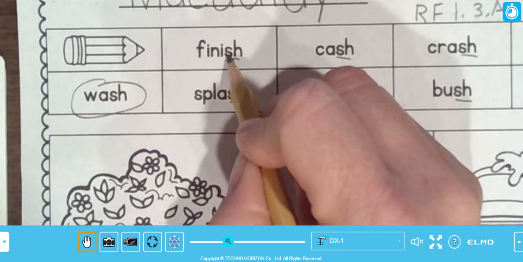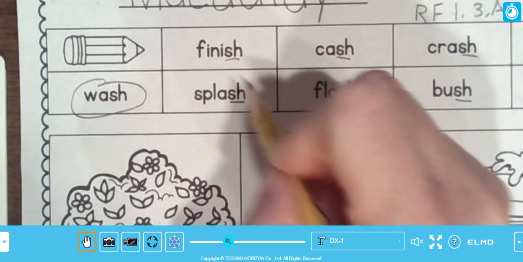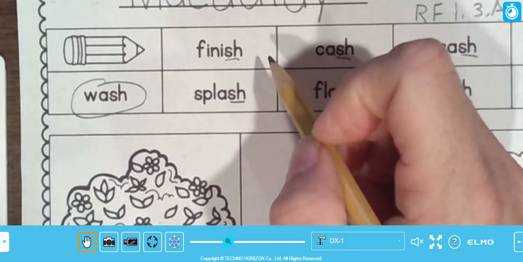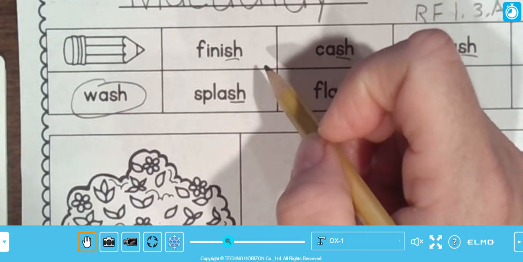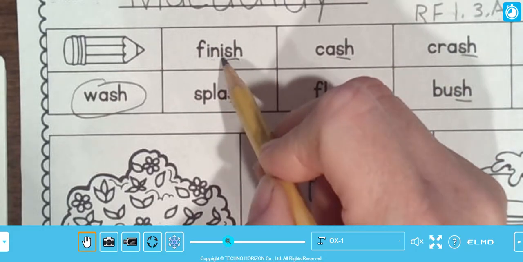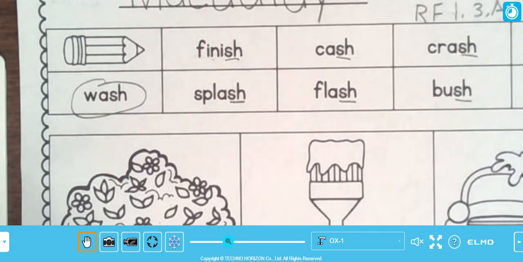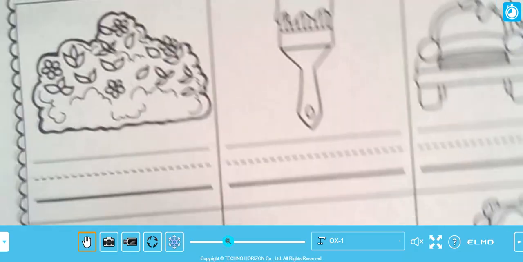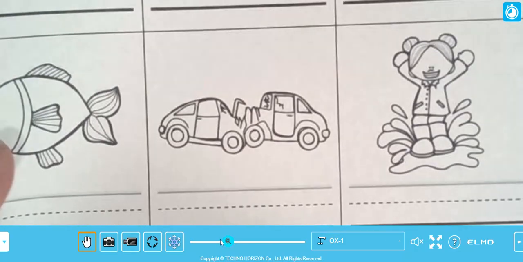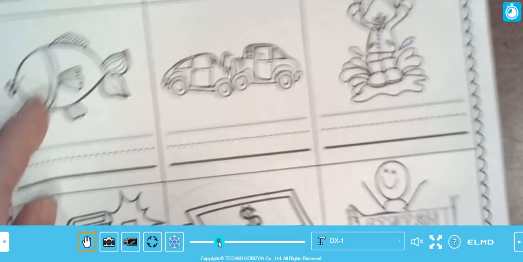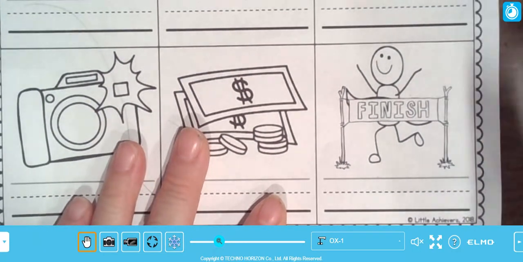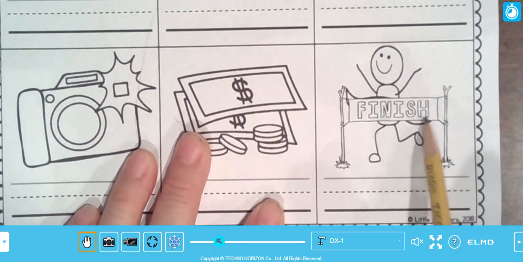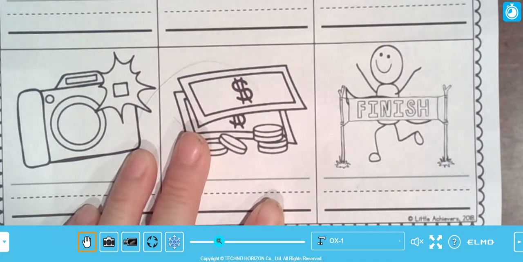Fin, ish. What is this word? It's kind of a long word. It's the word finish. See, fin and then ish, finish. So, right here, you go down to the bottom, you're going to see a picture of this little guy at the finish line. So let's write finish right here, okay?